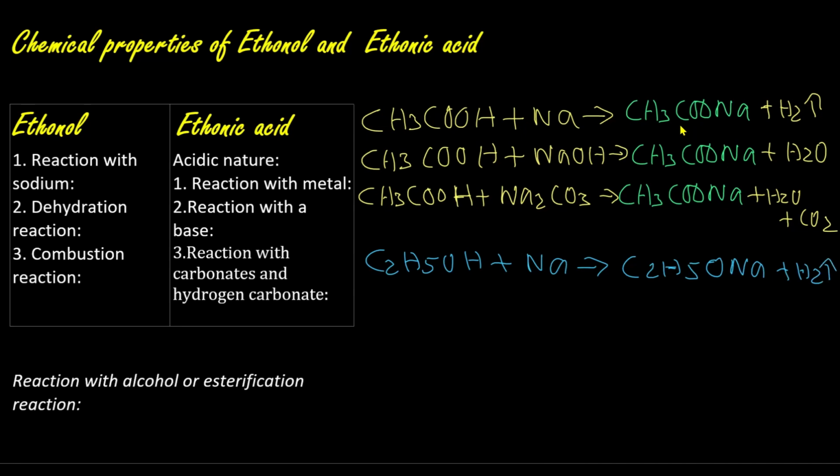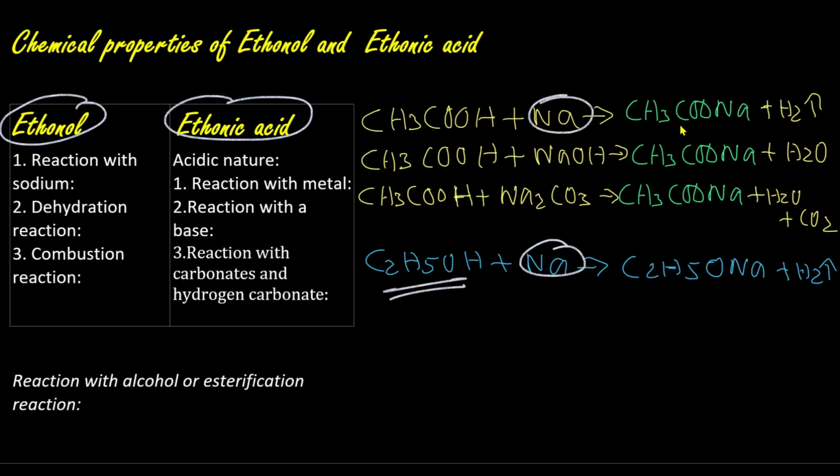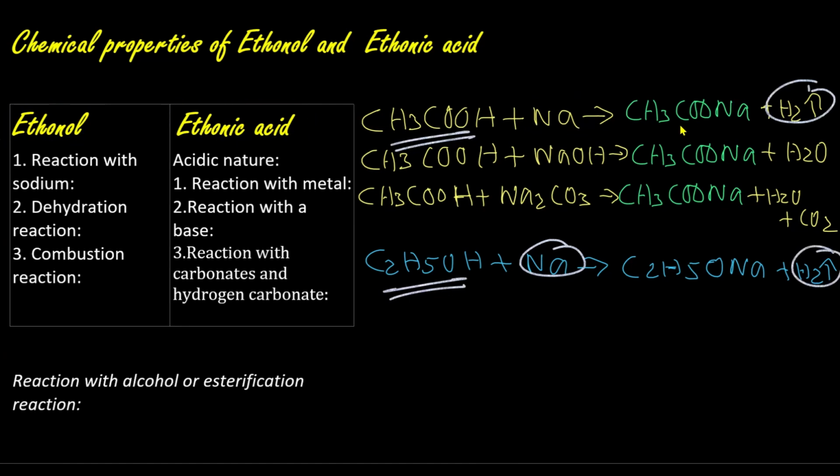So it is important to understand that whenever you are asked to distinguish between ethanol and ethanoic acid using a chemical test, never give this reaction, right? Because you can see that sodium reacts with both ethanol as well as ethanoic acid to produce the same colorless hydrogen gas. As you know, this gas burns with a pop sound. So we cannot use this test to distinguish between ethanol and ethanoic acid chemically.